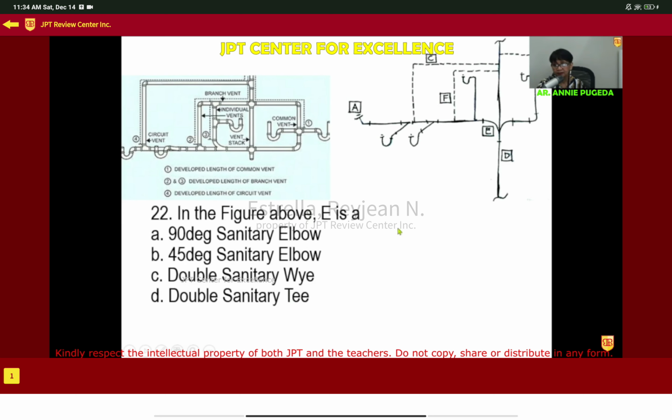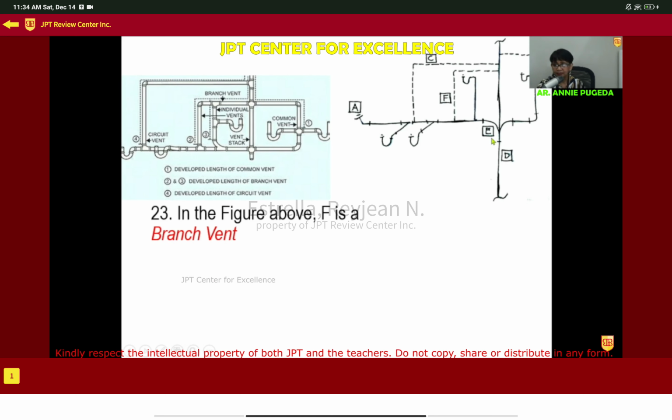Okay? In the figure above, E, so what is E? This one, there are two like that. Those are long sweeps. Okay? E is a what? Long sweep, so it has a sanitary. Two, double sanitary wye. Clear? Then, this one, you'll notice, it groups these, if there are fixtures there. F now is a branch vent, like this.